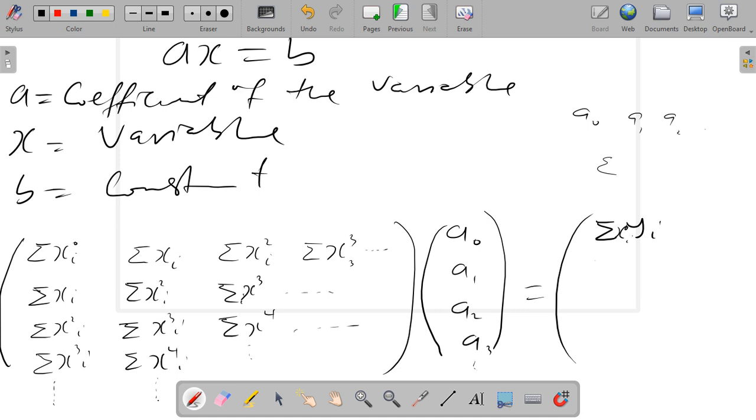So the next one on the second line will now be what? The summation x1, there is one here, yi. The yi remains the same. So the next line, the third line, should be what? Summation x squared i yi. It remains the same. So the next line should be what? Summation x cubed i yi, like that. You see how this one looks?